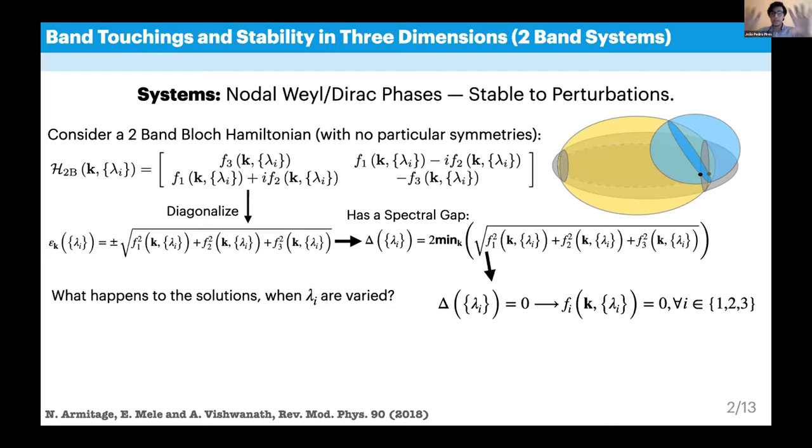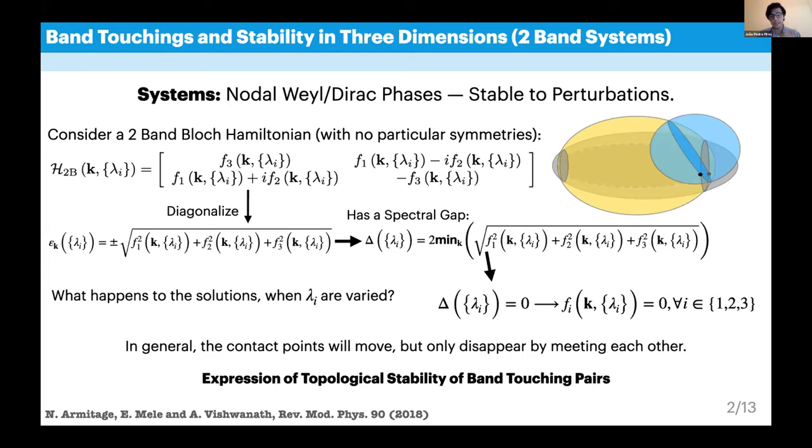If I do vary them, what I'm doing, if these functions are continuous functions of lambda, is just displacing the surfaces. So these points will move, and they can only be destroyed if they join together and then the surfaces decouple one from the other. So this is basically, obviously there are more mathematical ways of doing this, namely calculating what is the flux through a surface that encloses one of these Weyl nodes, which are band touchings of only two bands or non-degenerate bands, is what we call topological stability. So these band touchings are topologically stable.